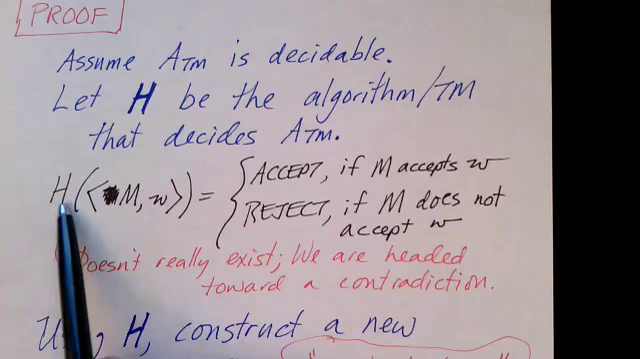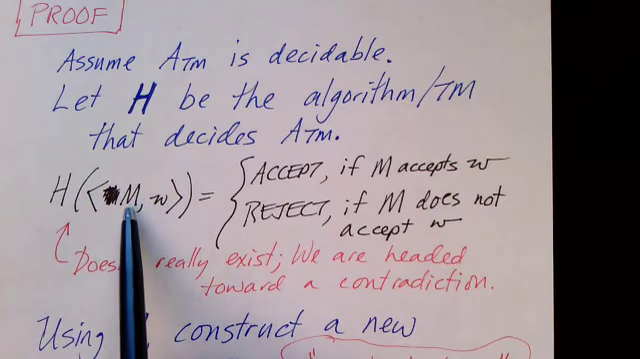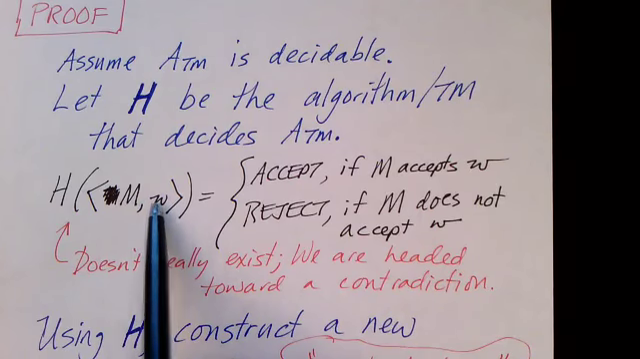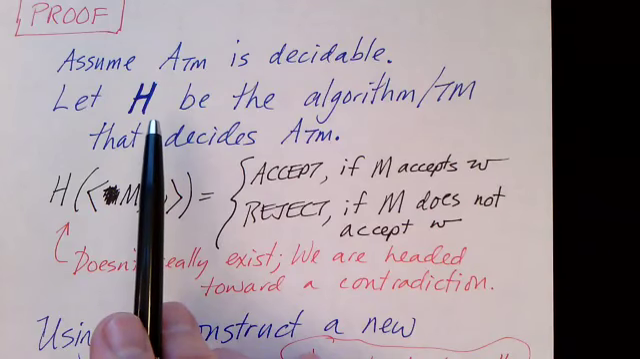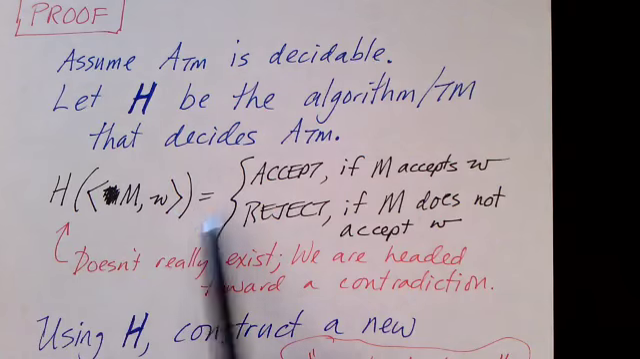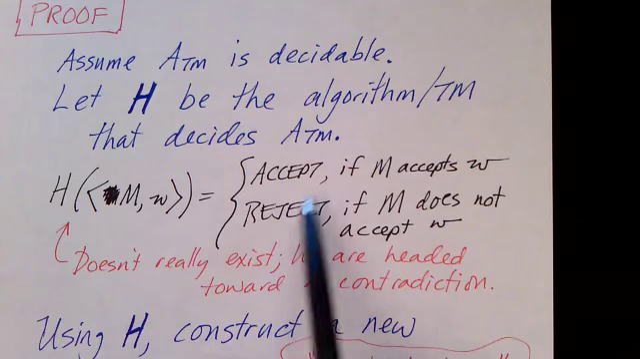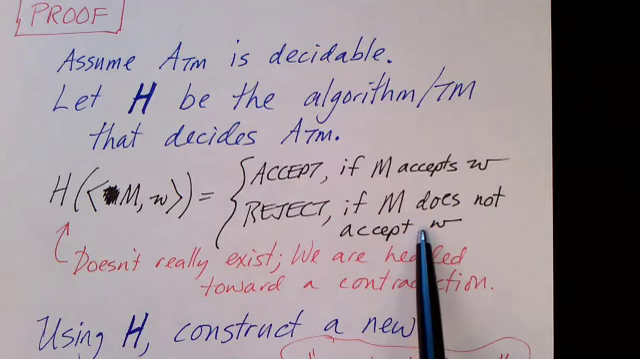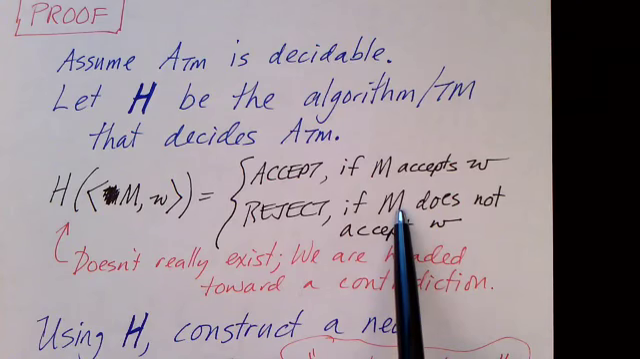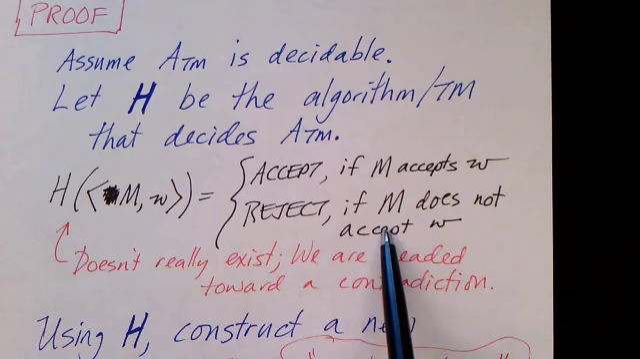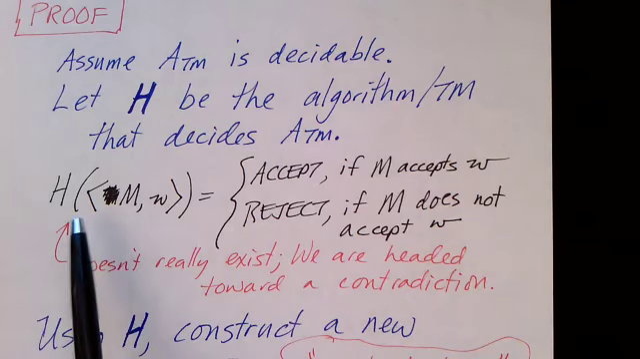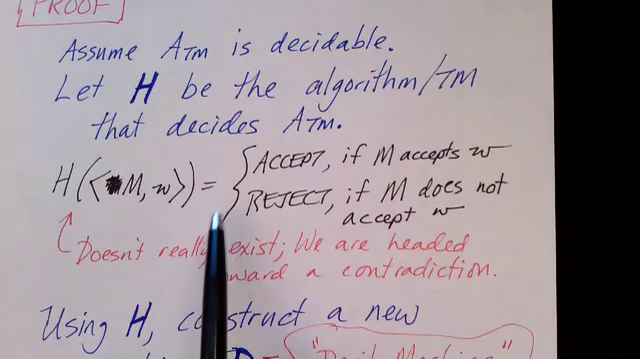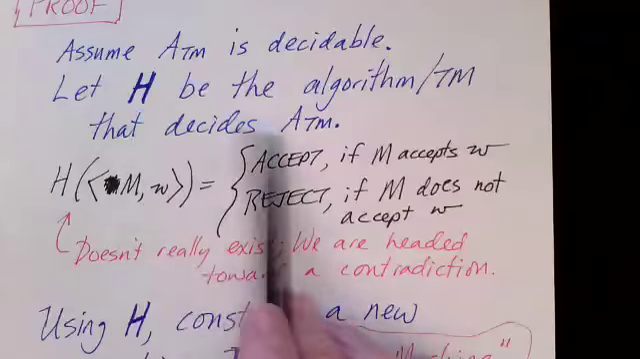So if you apply H to a particular string, in other words, you apply H to some target machine and input string, then this algorithm that we're assuming exists, but which, of course, does not, we're going to reach a contradiction. But assuming it does exist, it would either accept or reject. If M accepts W, then H will accept. If M does not accept W, then it's because M will reject W or because M will loop. But if it does not accept W, then H will not loop, it will reject. So such an algorithm doesn't exist. We're headed toward a contradiction, but we're assuming that this language is decidable and that such an algorithm does exist.